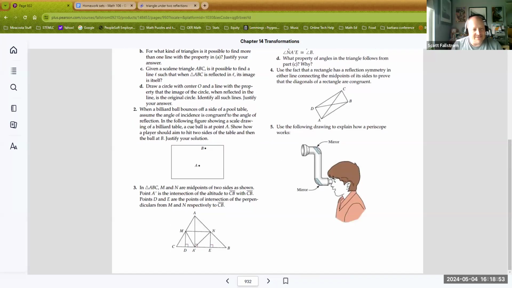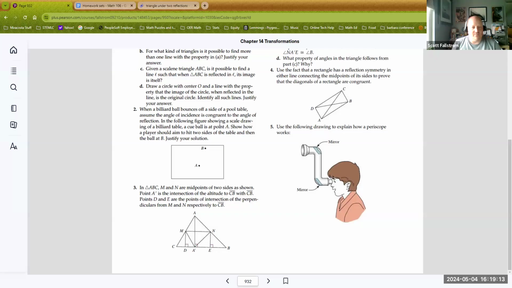When a billiard ball bounces off the side of a pool table, assume the angle of incidence is congruent to the angle of reflection. We talked about that. The only time it won't be, and to be perfectly honest, if you play a lot of pool, if you put a lot of spin on the ball, then it may not be the case. But we're assuming the ball is traveling in a straight line. You hit the center of the ball. How does that come off?